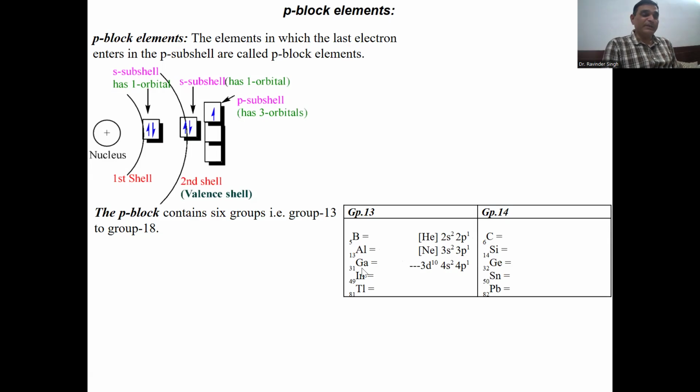Okay, so the next element after gallium is indium. What is the valence configuration of indium? Just increase one number: in place of 4s2, 4p1, indium has 5s2, 5p1.